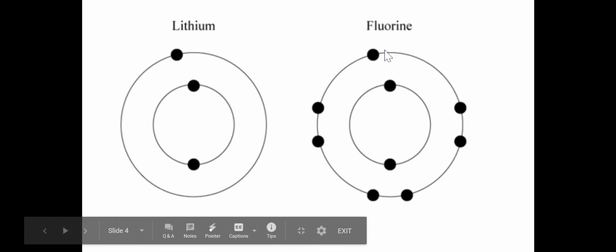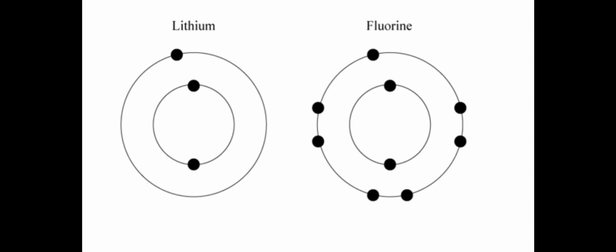When we draw it on a piece of paper, we normally use black dots. Just use your pencil to use dots to represent the electrons. And we normally spread them out because even though they're in the same energy level, when we draw them, we spread them out because they are all negative.